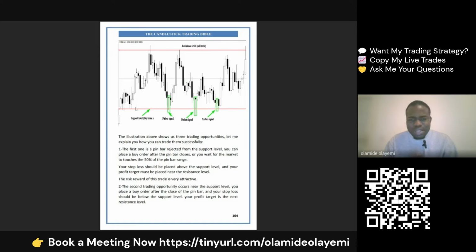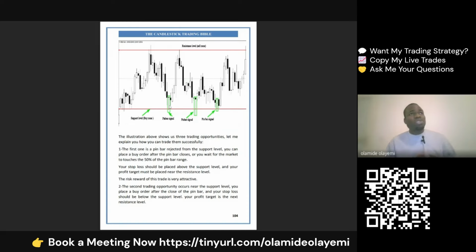You can see the price has already gotten to the support level. Then a pin bar showed on the support, meaning that the price is ready to start going back up. That is the meaning. It has gotten to this support level, meaning it's time for it to start going back up. That's one reason. Your stop loss should be placed above the support level. That's your stop loss, so it should be above this support level.